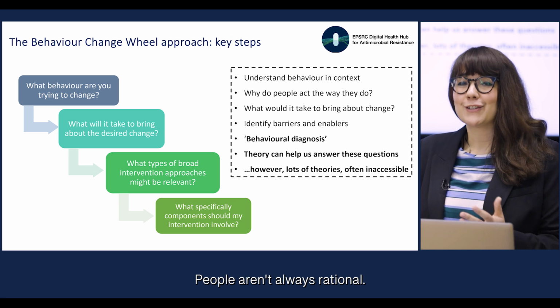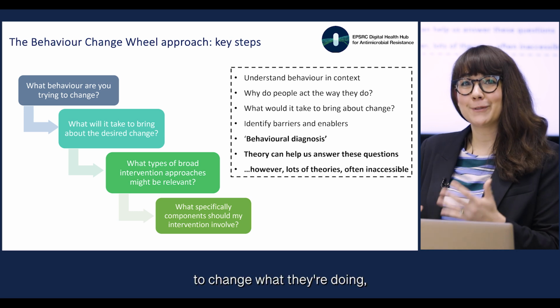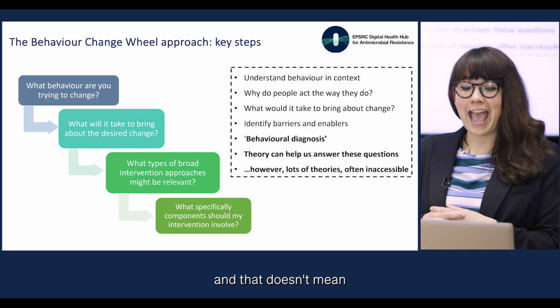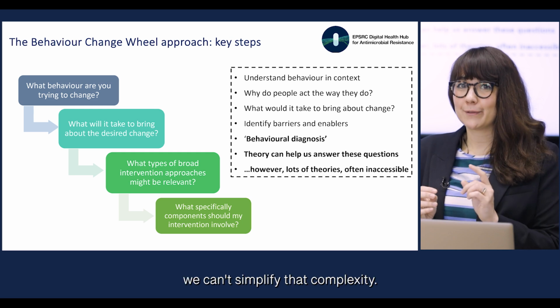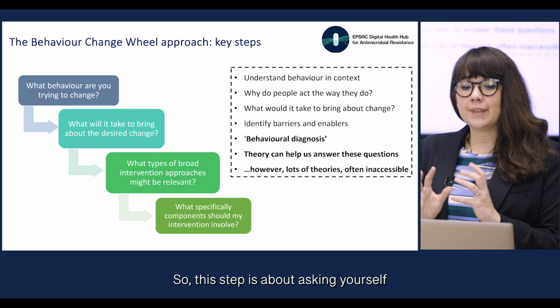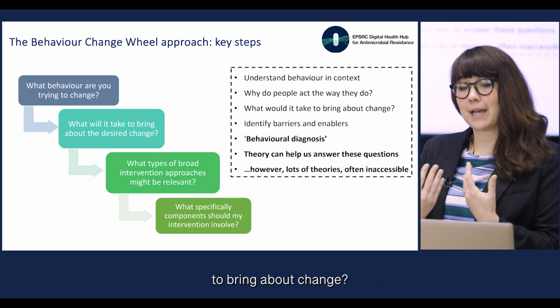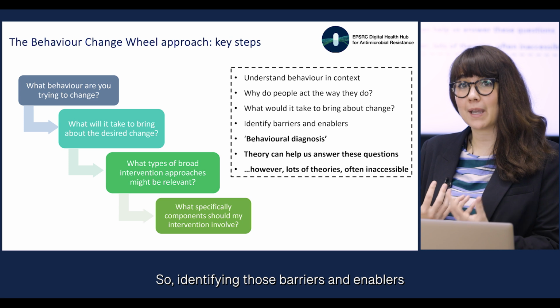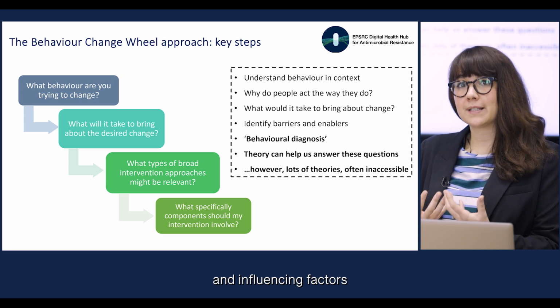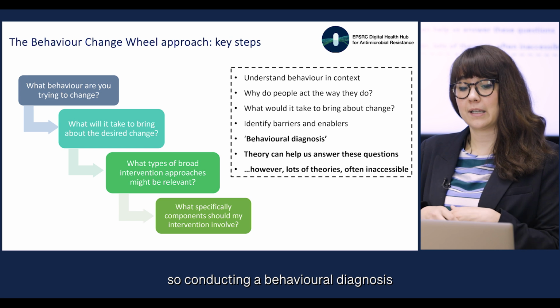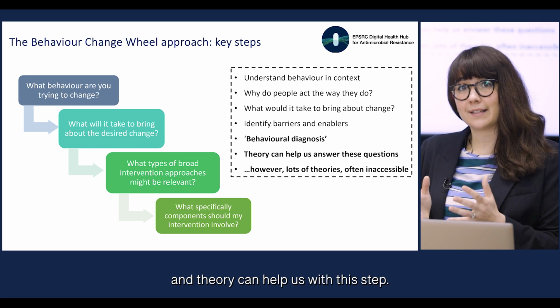People aren't always rational. We might think it's straightforward for people to change what they're doing, but human behavior is complicated. But that doesn't mean we can't simplify that complexity. So this step is about asking yourself, why do people act the way they do, and what would it take to bring about change? So identifying those barriers and enablers and influencing factors on your behavior of interest. So conducting a behavioral diagnosis. And theory can help us with this step.